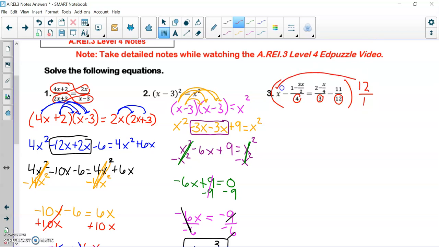So a 12 over 1 times an x is just a 12x. Minus, now to do a 12 over 1 times this fraction, what we really can do is a 12 divided by a 4, which is a 3. So I want to multiply this numerator by 3. A 3 times a 1 in that numerator is a 3, minus a 3 times a 3x over 2. I just do the 3 times the 3x, so I wind up with a 9x over 2.